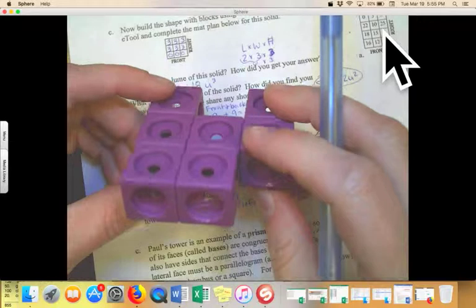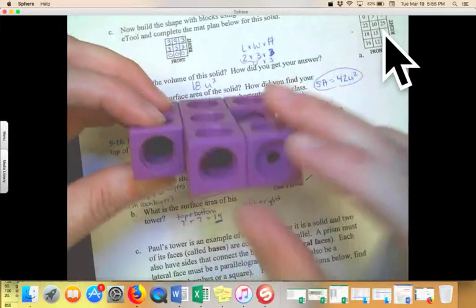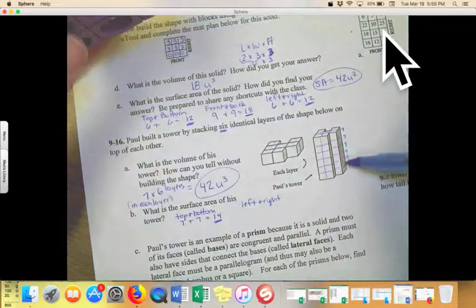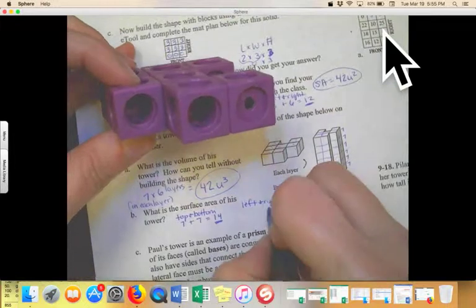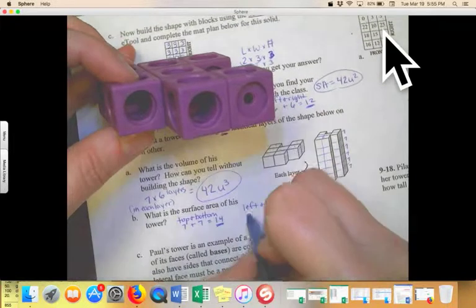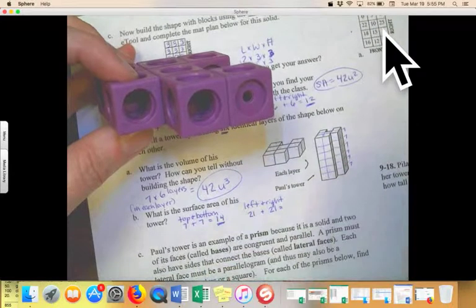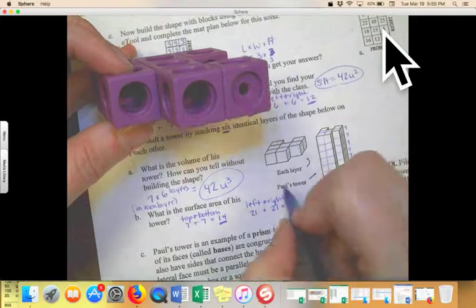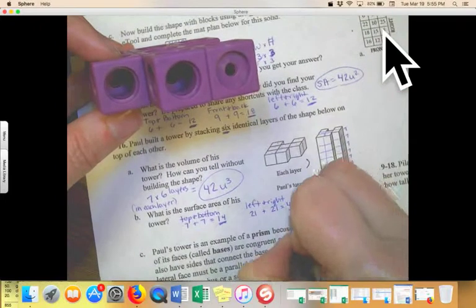If this was the front, the left side's going to have 3. The right side's going to have 3. But it is 7 layers tall. So if there are 3 units on the right, times 7, there's 21 on the right and 21 on the left. If I lost you there, please rewind and watch again. Okay, so for the left and the right, that is 42 units total.